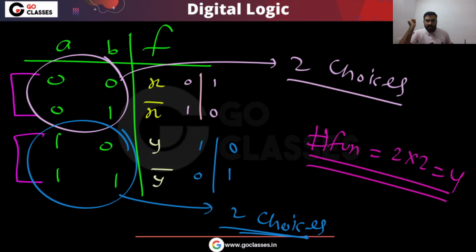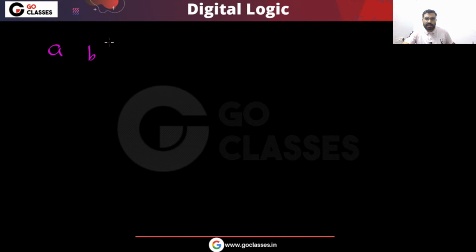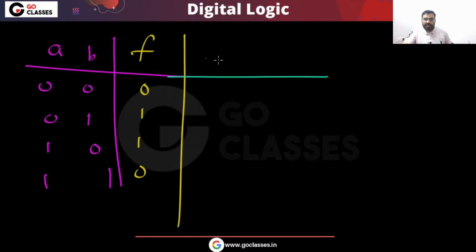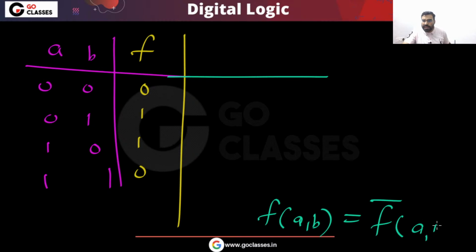Did you understand this? Look at this function. This will satisfy this property. Just look at this function, f(a, b) with values 0 0 0 1 1 0 1 1, and look at this function 0 1 1 0. This function will satisfy this property. You can check, this f has this property that f(a, b) is the same as f complement of (a bar, b bar). You can check.